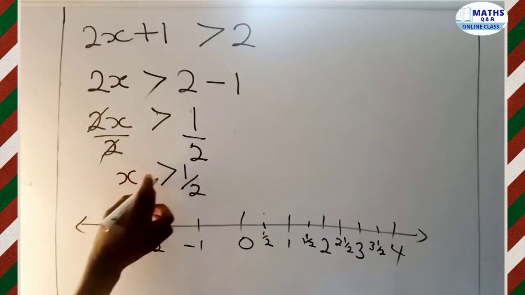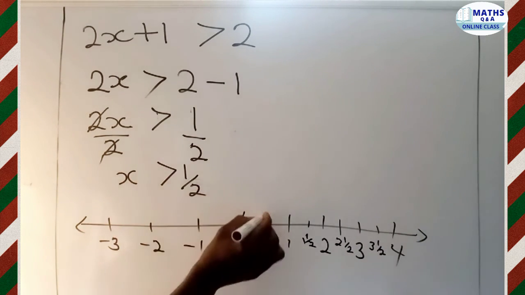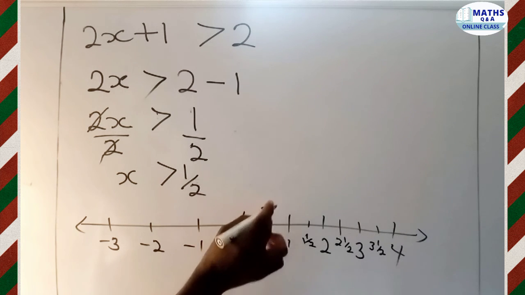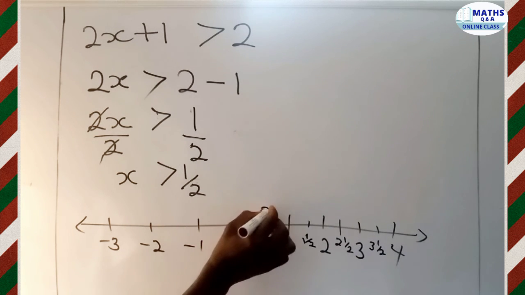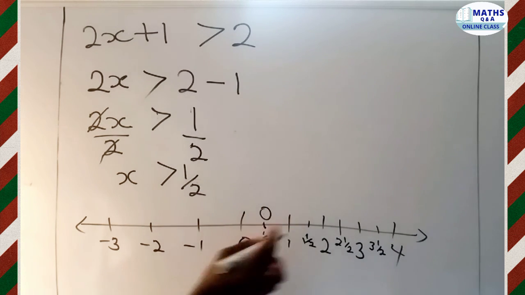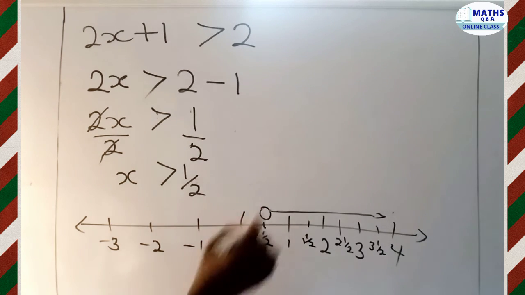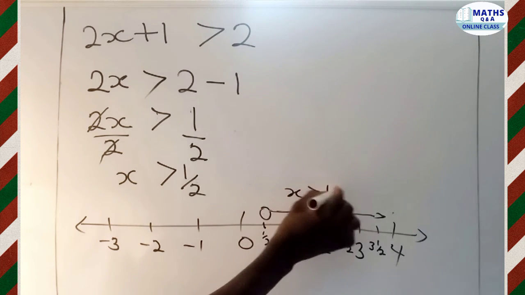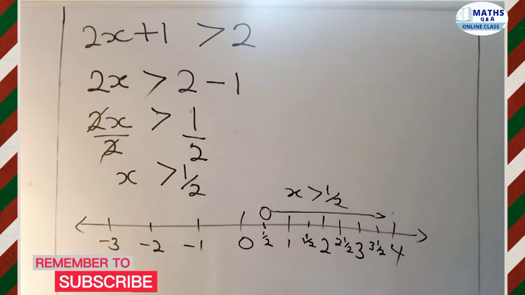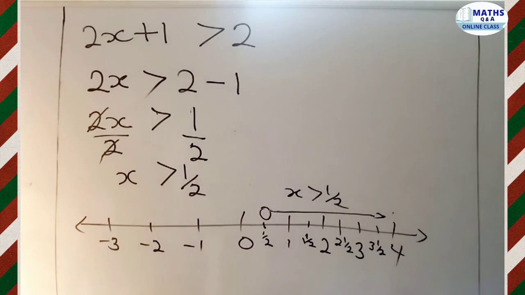And we are saying x is greater than half. So numbers which are greater than half, we locate that here between 0 and 1, that is half of this. Then we show our direction, that is x greater than half. So this becomes the result we get for the inequality 2x + 1 > 2.